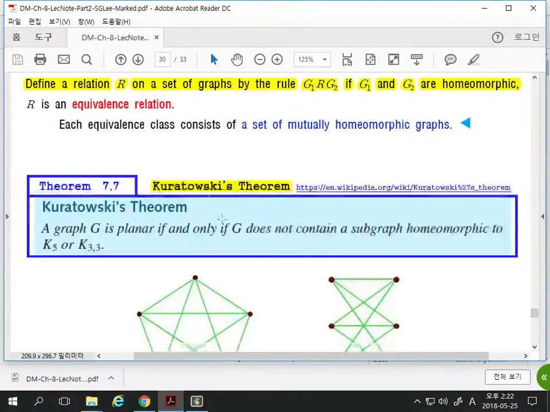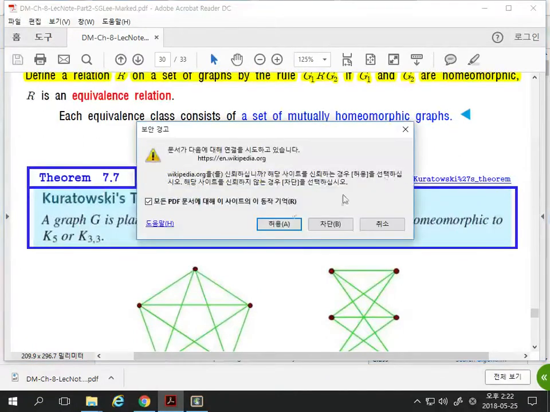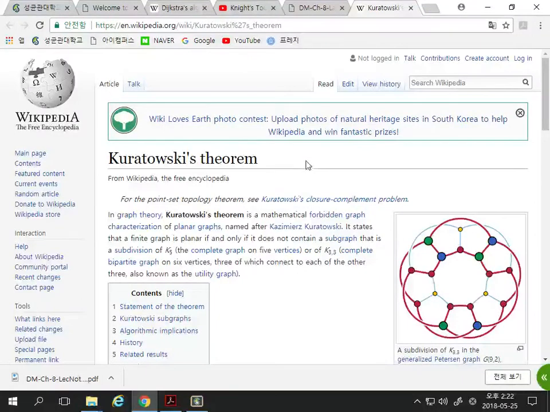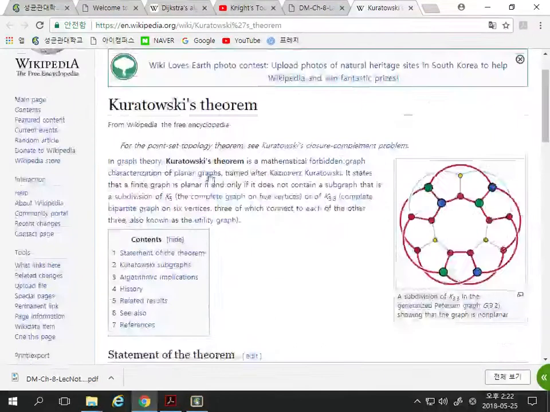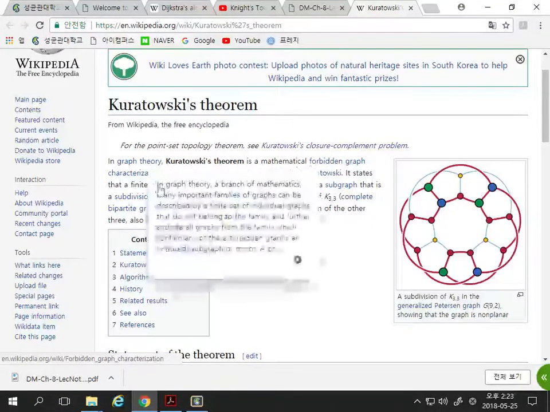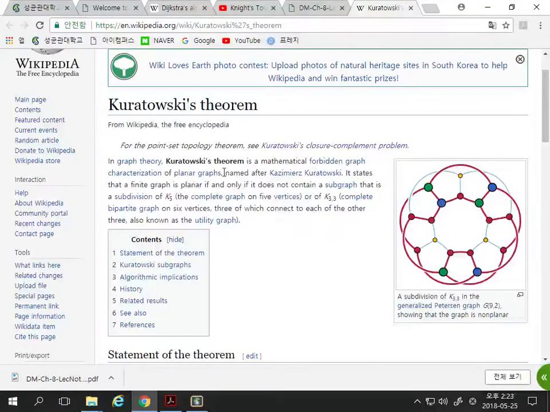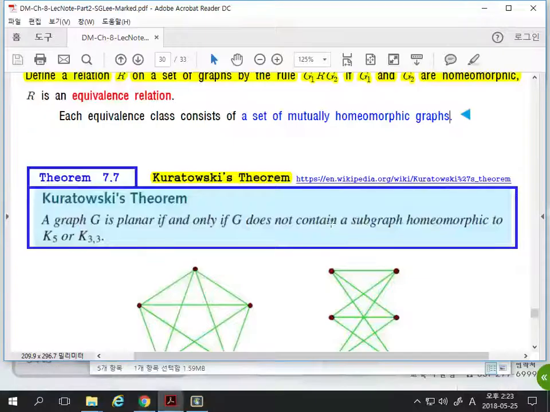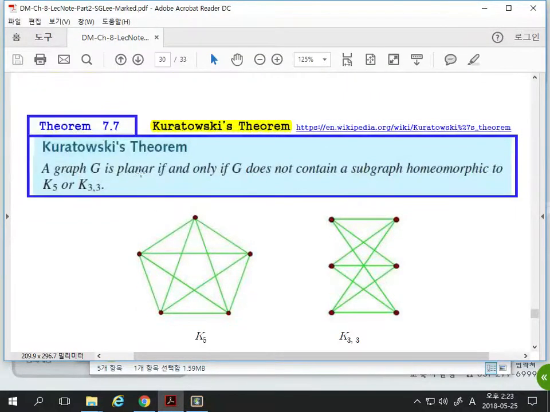Kuratowski's theorem, which can be found here, is explained in detail here. And in graph theory, Kuratowski's theorem is a mathematical forbidden graph characterization of planar graphs. This is one of the most important properties of planar graphs. Okay, what it is is this. A graph G is planar if and only if G does not contain a subgraph homeomorphic to K5 or K3,3.